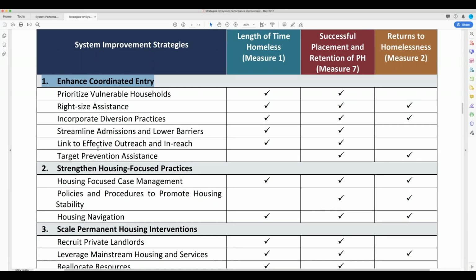Link to effective outreach and in-reach, target prevention assistance. These things don't necessarily sound like coordinated entry, but they really are exactly linked to coordinated entry, because it's all part of prioritizing and right-sizing the assistance. Based on what vulnerabilities someone is experiencing or we are assessing, whether they think they're experiencing it or not, they may be in a tough pinch. What's the right intervention based on the combination of vulnerabilities they have?